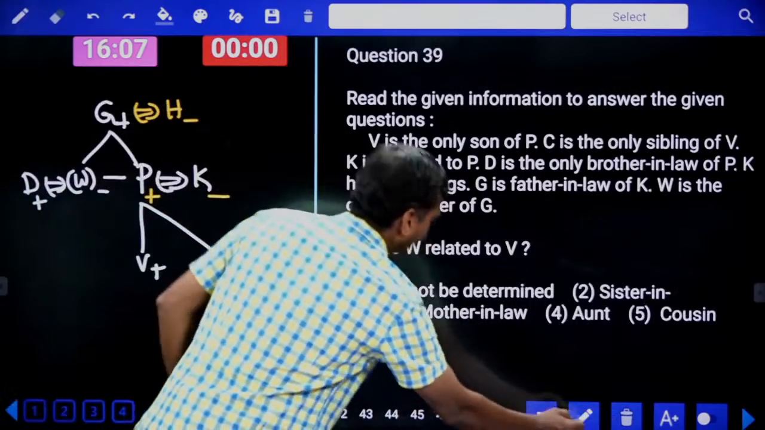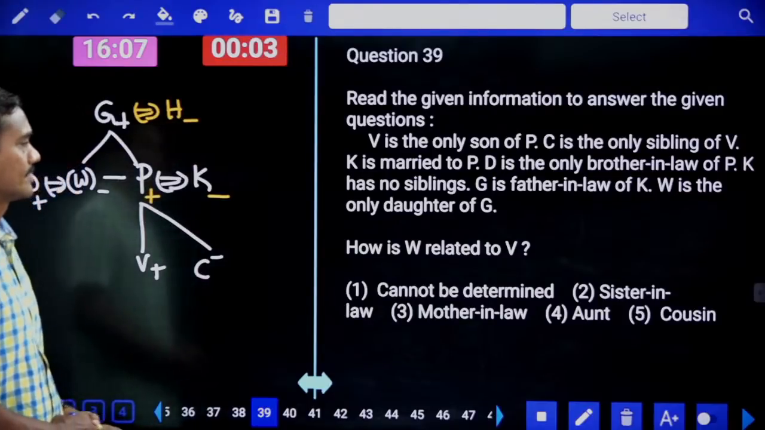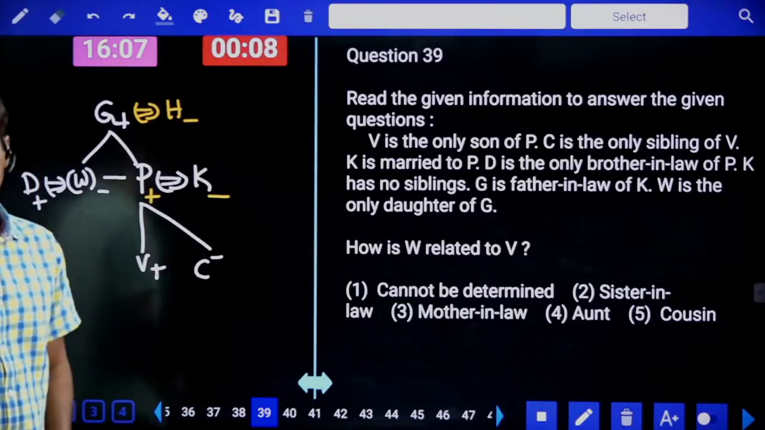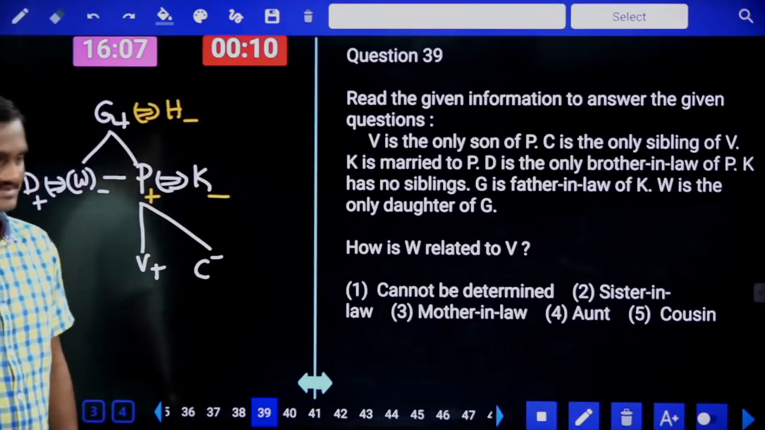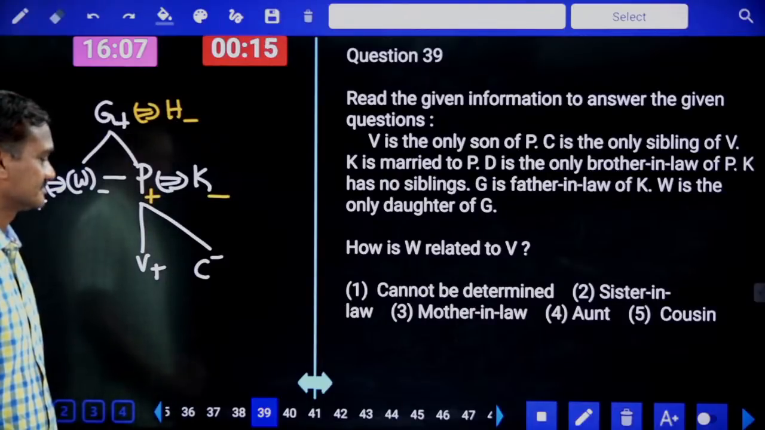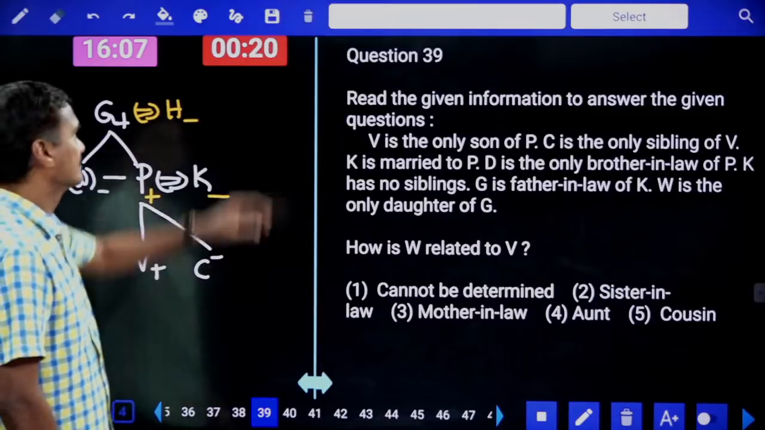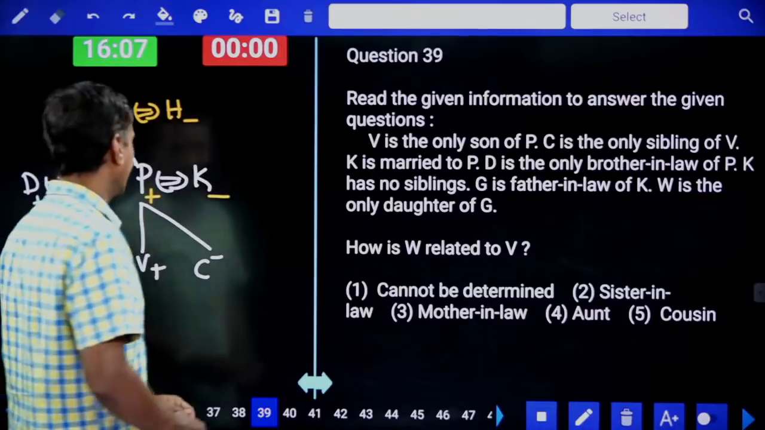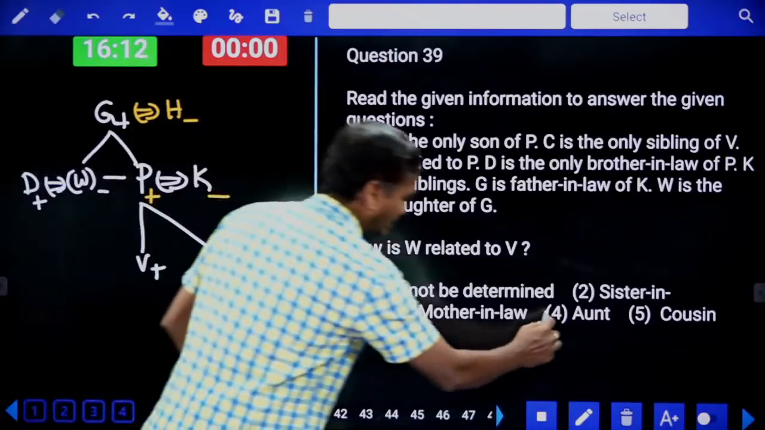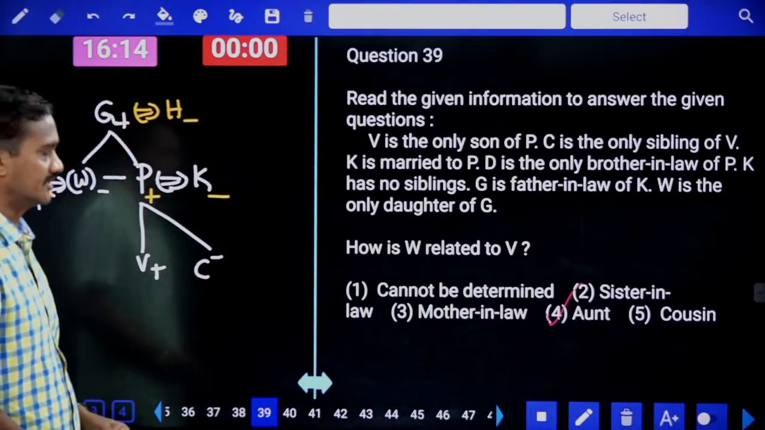Then coming to 39, start working out this 39. How is W related to V? Now V is father's sister. Father's sister is none other than aunt. Hence choice 4 is the answer. Question number 39, it is choice 4, aunt.